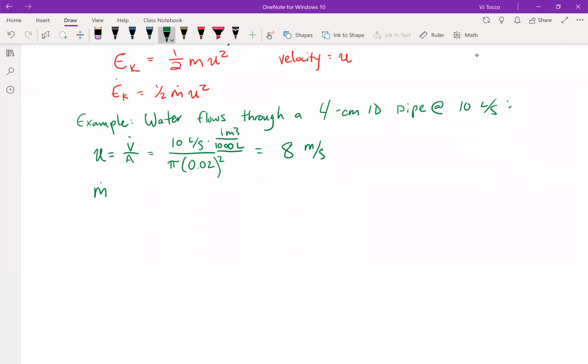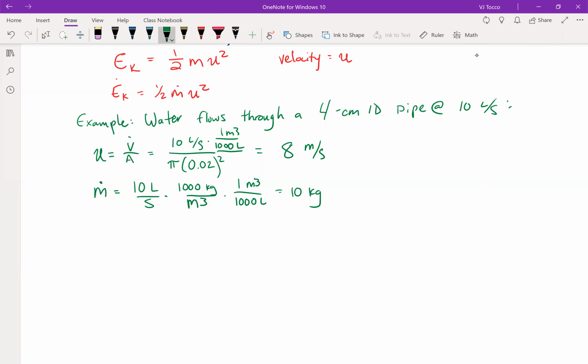My mass flow rate is the amount of mass. So I have to convert this volumetric flow rate to a mass flow rate. So 10 liters per second. I know the density of water is 1,000 kilograms per meter cubed. But I also know that there are 1,000 liters in 1 meter cubed. So 10 liters of water per second is equal to 10 kilograms.